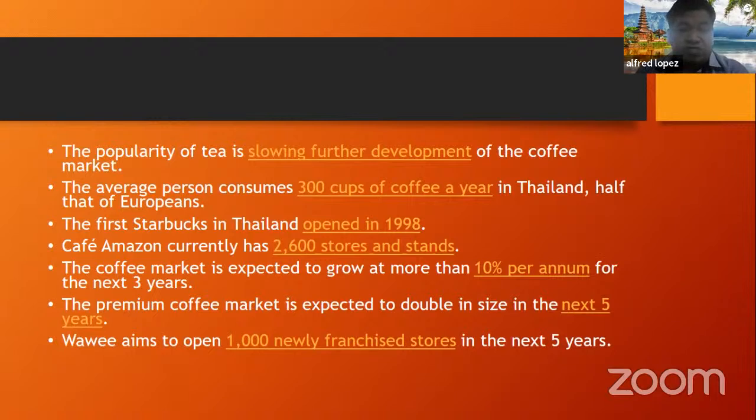The first Starbucks was opened in 1998. Cafe Amazon, a Thai company, has 2,600 stores and still stands all over. The coffee market is expected to grow at more than 10% per annum for the next 3 years. The premium coffee market is expected to double in size in the next 5 years. Another large coffee chain here, Huawei, aims to open about 1,000 newly franchised stores in the next 5 years.